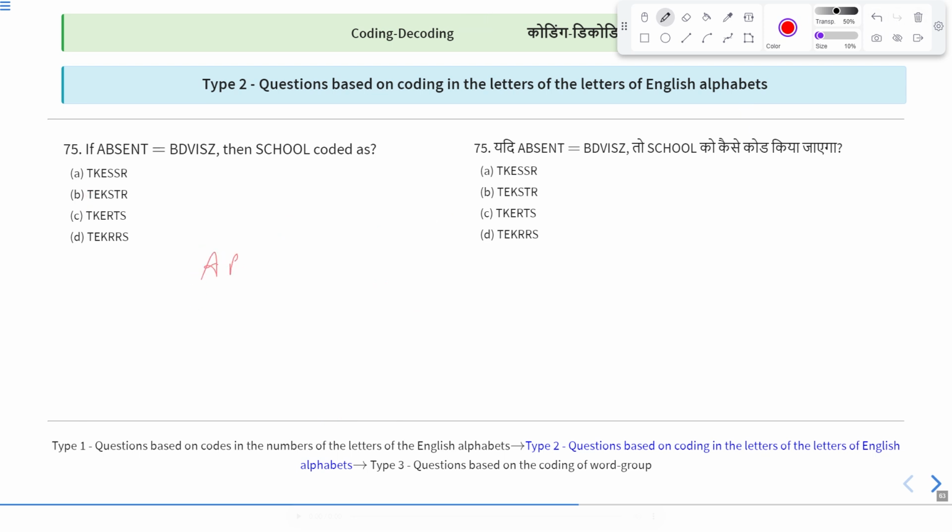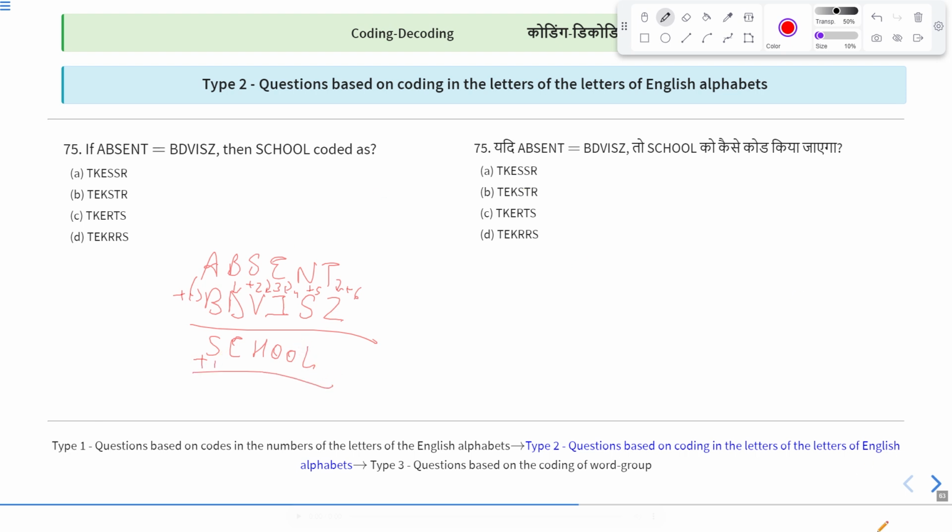Next we have absent, which becomes B, D, B, I, S. A plus 1, B plus 2, T plus 3, A plus 4, M plus 5, T plus 6. So each letter is one addition to the number of letters is skipping.